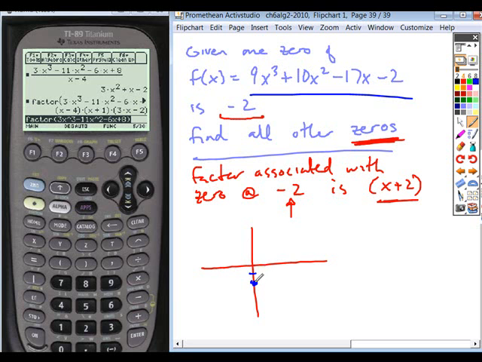Okay, the left behavior of the graph is going to do what? Is it going to go up and to the left, or down and to the left? It's an odd power with a positive leading coefficient. You guys remember? It's going down and to the left. So something's going to happen here.